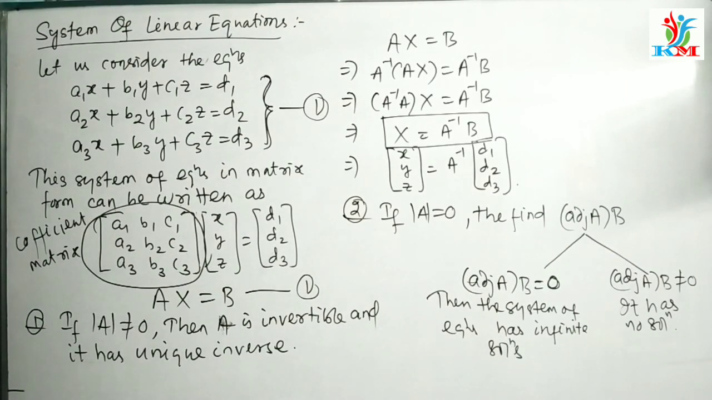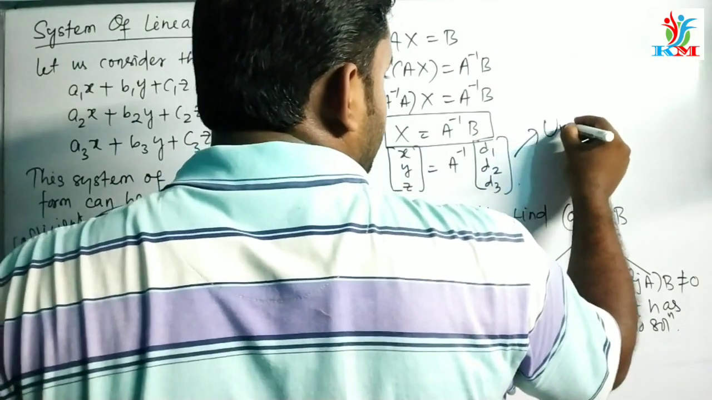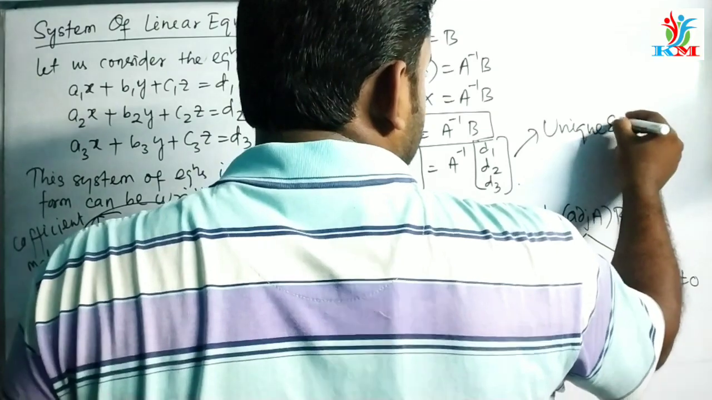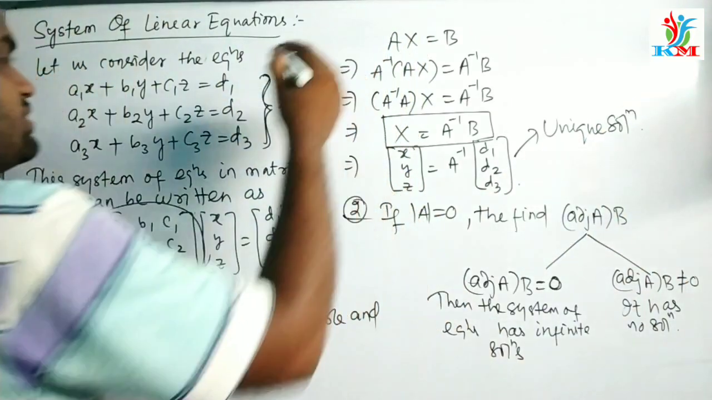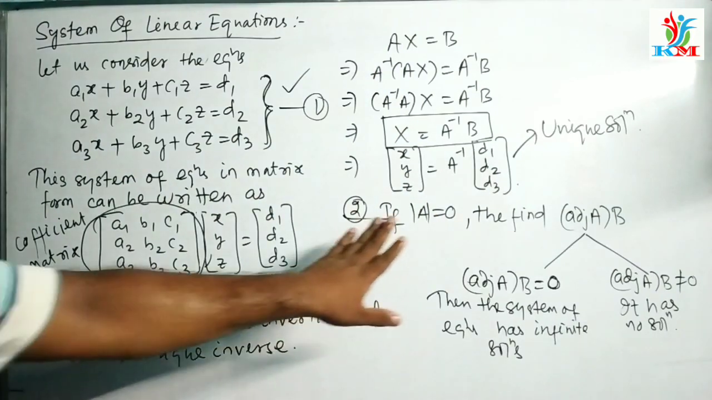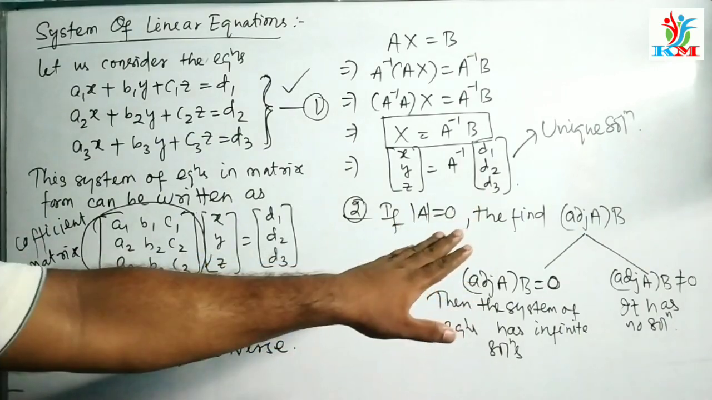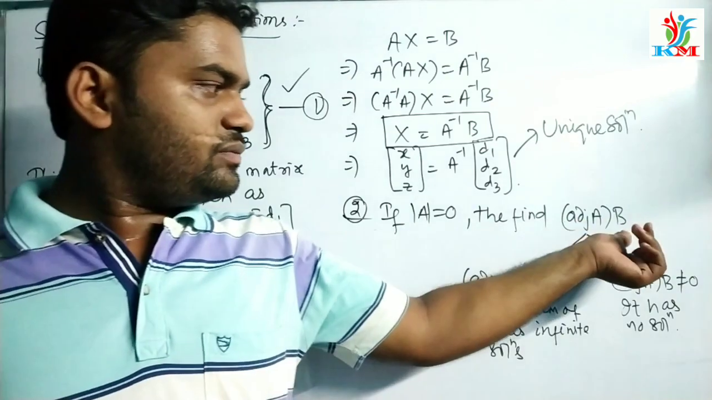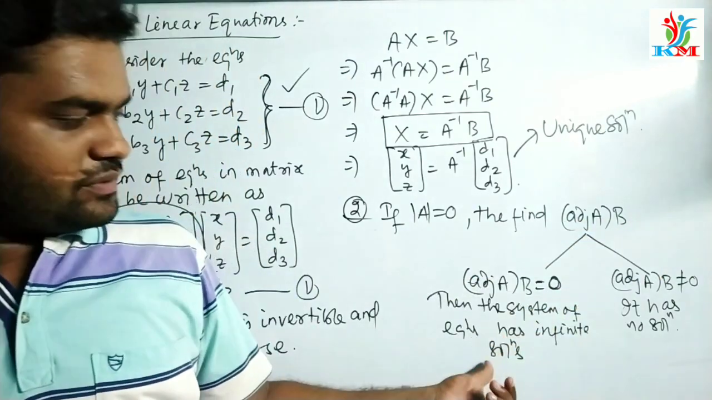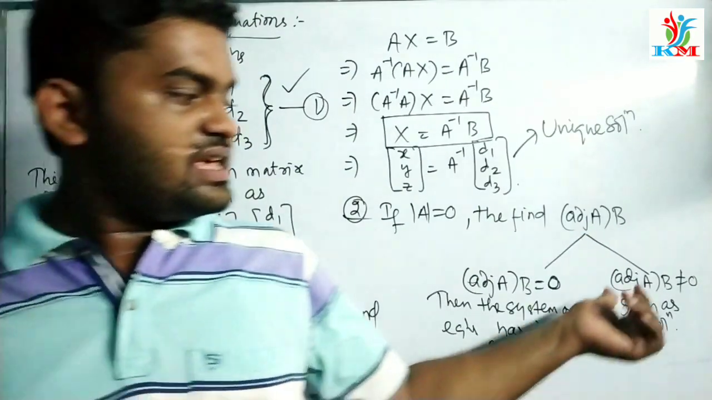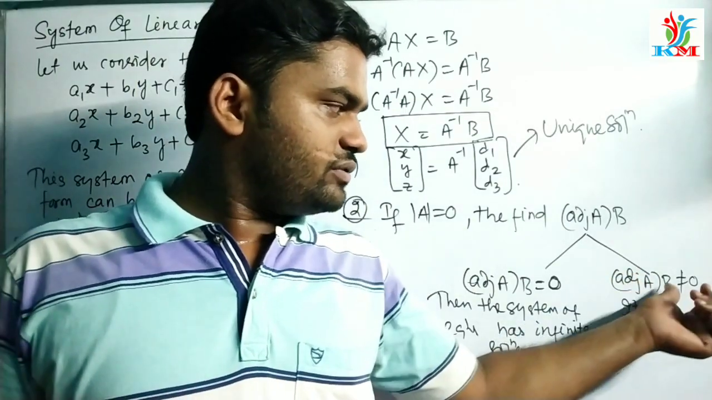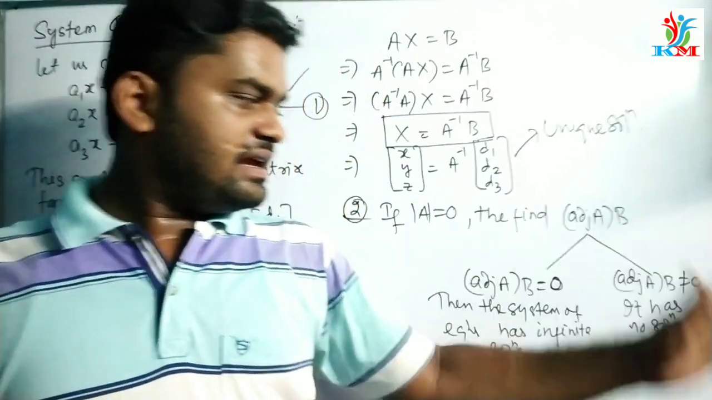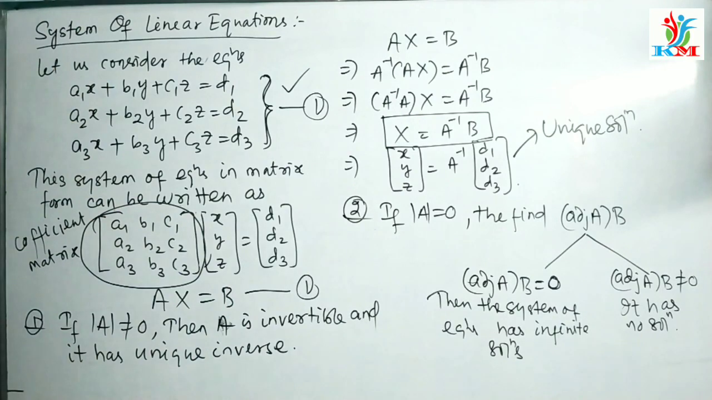Okay. Look here. As we know that the inverse of a matrix is unique, so in this case we get a unique solution of the system of equations. And whenever determinant of A is equal to 0, then find adjoint of A into B. If adjoint of A into B is a 0 matrix, then the system of equations has an infinite number of solutions. If adjoint of A into B is a non-zero matrix, then it has no solution.